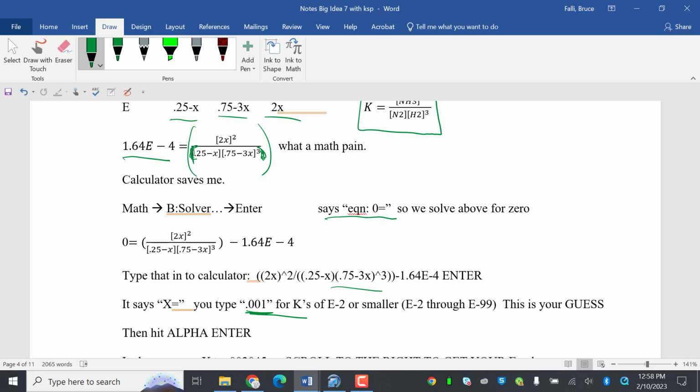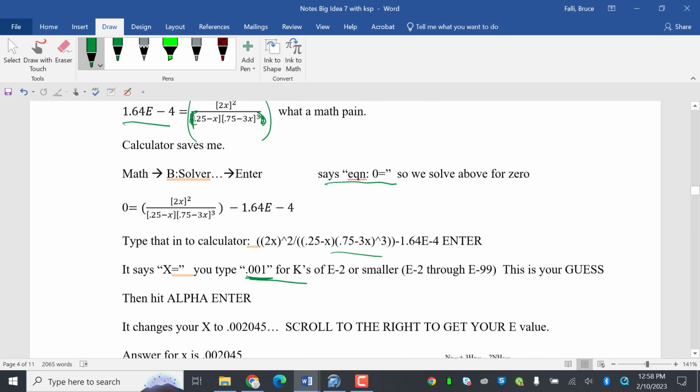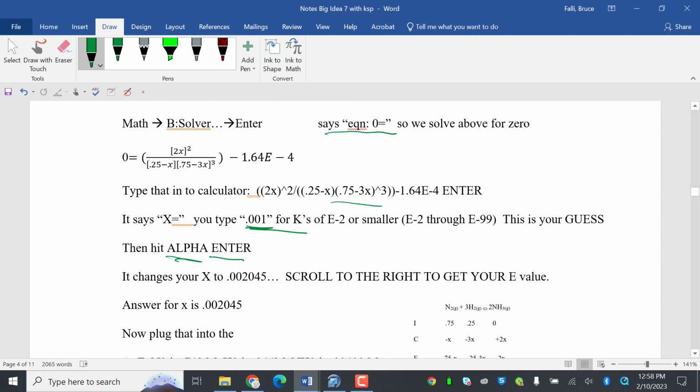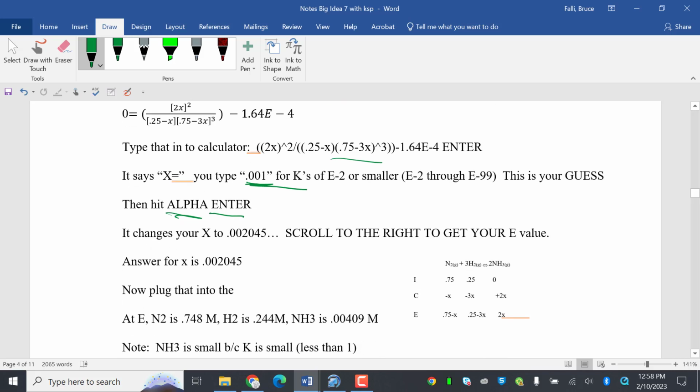Sometimes I go 0.0001, and I put in 2 or 3 zeros or whatever it is, and then you hit alpha enter. You got to hit alpha. The alpha button is green, and that enter button is gray. It changes x to 0.002045. Okay, dot. You have to scroll all the way to the right to get your e value. Okay, this one doesn't have an e value; it's just 0.02045. Okay, now what do you do?